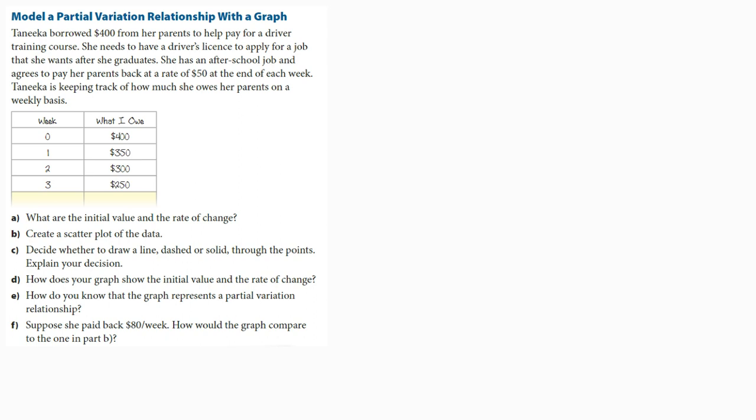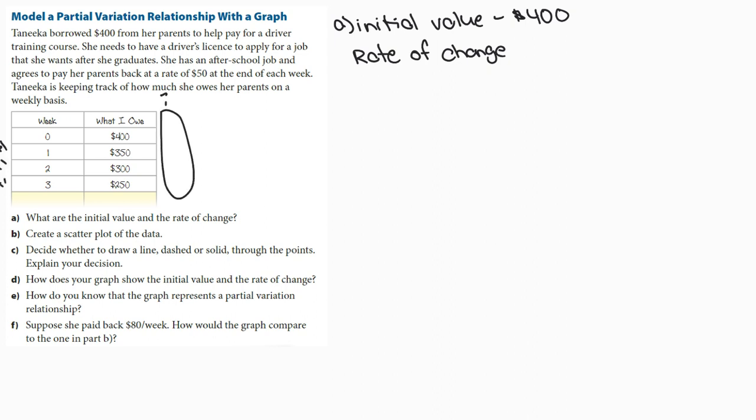So the initial value is what it starts at, right? Which would be how much she owes in week 0, which would be $400. The rate of change is how much the dependent variable changes as the independent variable changes by 1, right? So as the independent variable, which is the weeks, goes up by 1 each time, the rate of change is what is happening over here.